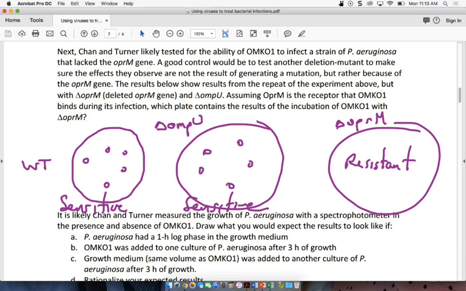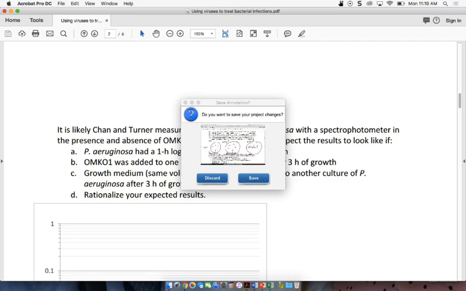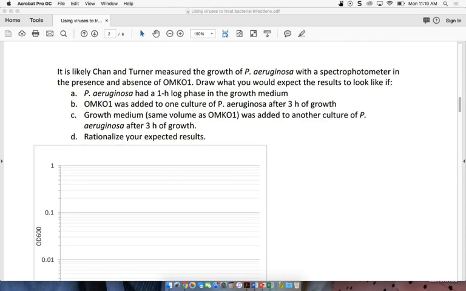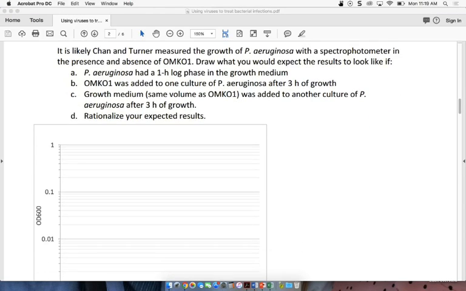All right, so now I want you to think about the next step of this process. So repeat the experiments. What they ended up doing next, likely, is to measure the growth of Pseudomonas aeruginosa with a spectrophotometer, a technique that we've used before as well. And they're going to do this in the presence and in the absence of this particular phage.